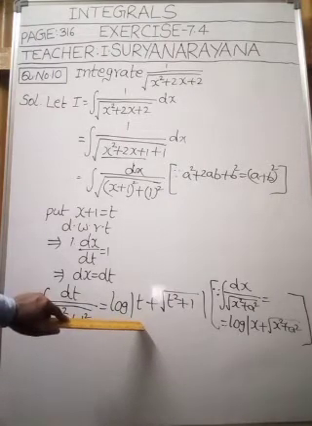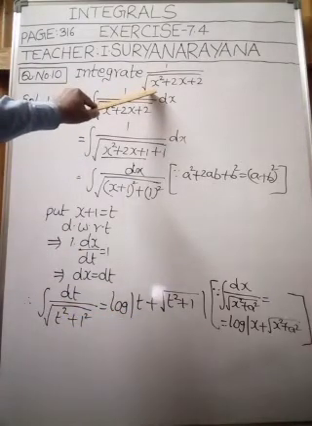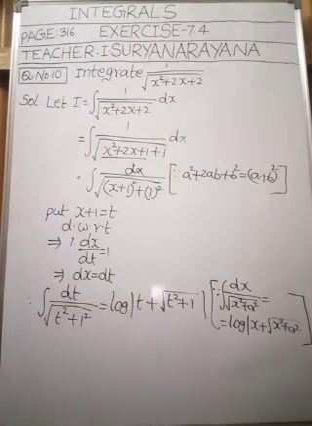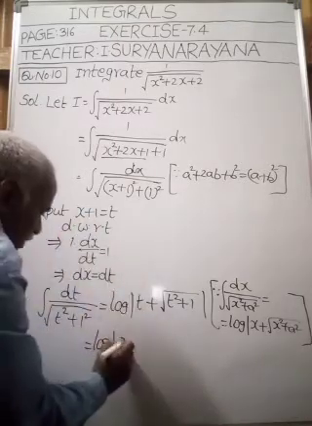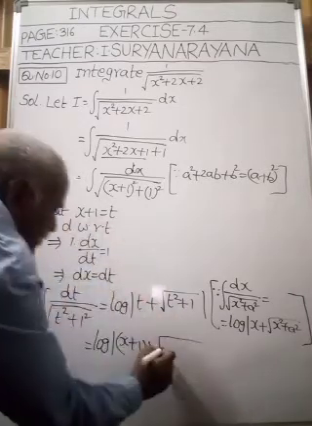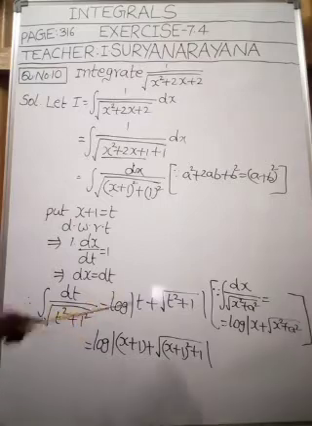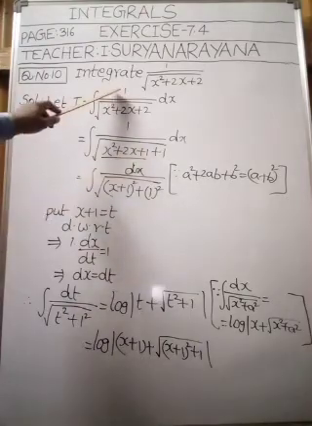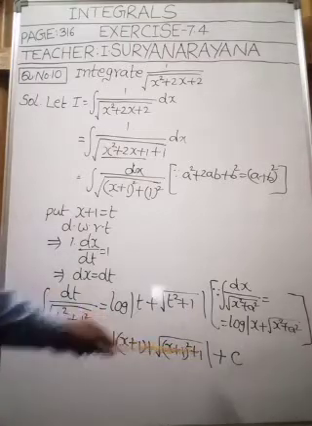We have to simplify the answer. But this answer is in terms of t. But the given function integrand is in terms of x. So we have to convert into x. So log mod, what is it here? x plus 1 plus the square root of, again t means x plus 1 whole square plus 1. Okay, my children, we transformed this answer in terms of x. This is the integral of the given function. Okay, my children, this is the last step. So we have to add constant of integration.